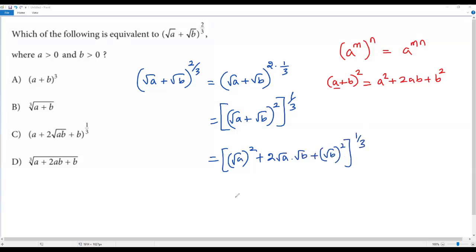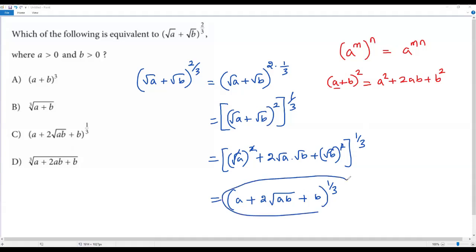Now the square root and the square cancel out, so I am getting a, plus 2 times, and whenever we multiply two square roots, we can take the square root in common and multiply the values inside the square root. So we get square root of ab, that is, square root of a times square root of b equals square root of ab, plus, and we just get b over here, whole to the power of 1/3.